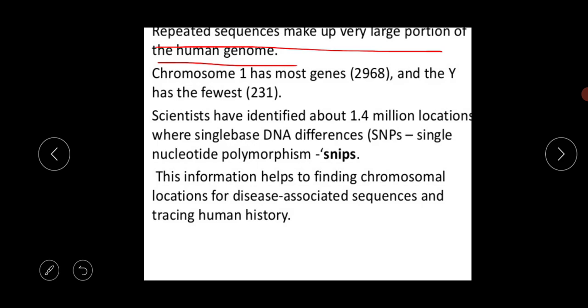The part of DNA which contains the repeated sequences is called satellite DNA. Please mark my words because this is important for your 1 mark question.